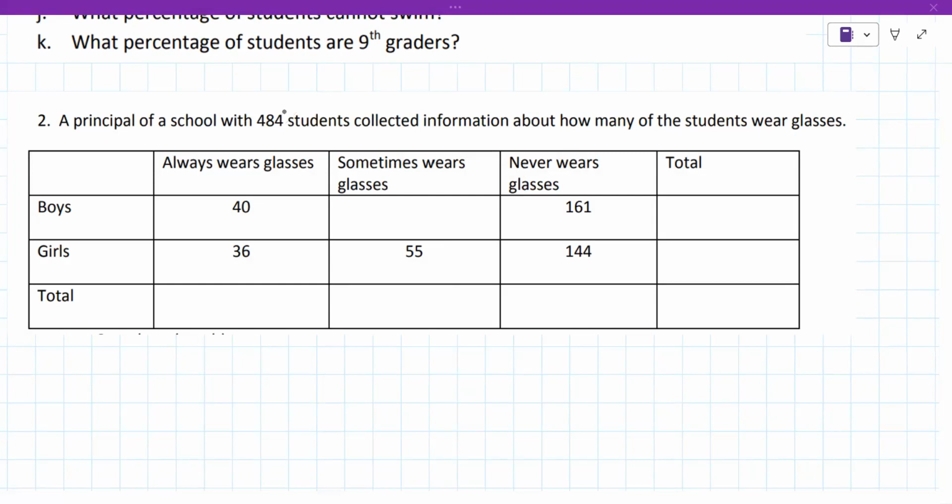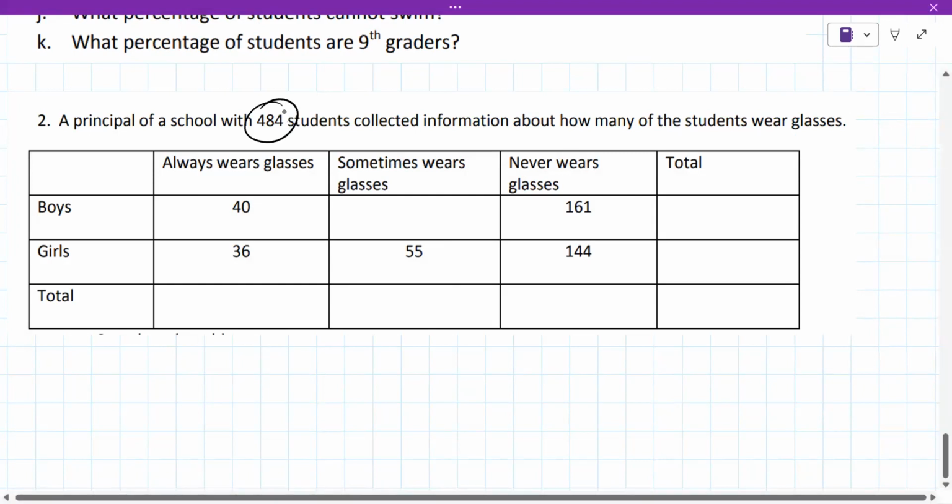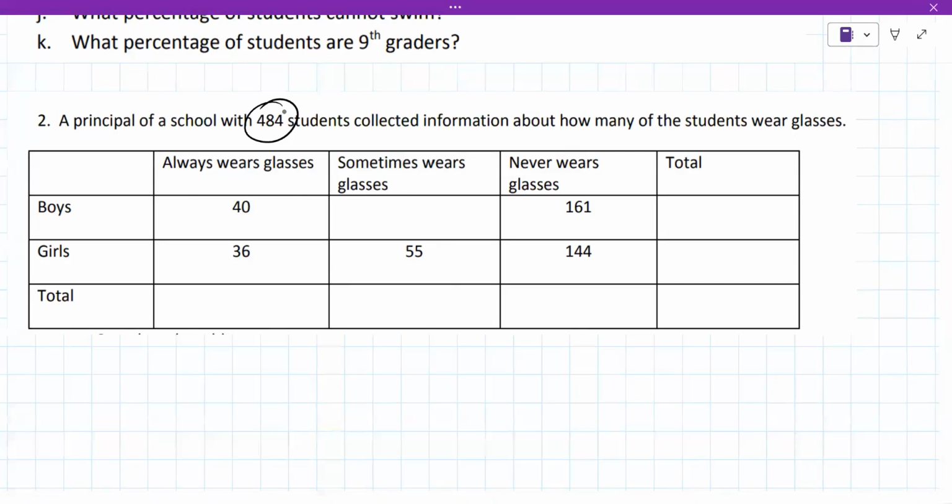Okay, so I see what we have to do. So 40, yeah, and then the total is 484. Yes, that's down here in the lower right. Yep. So then that's 36 plus 55 plus 144, so the girls' total is 235. Okay, 235 for the girls. How did you come up with that?